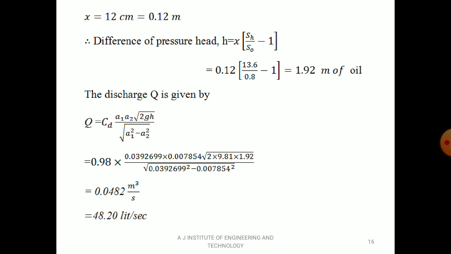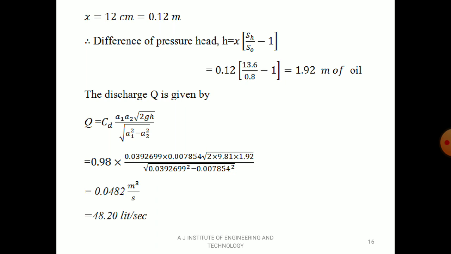So if the area ratio and one of the diameters, the throat diameter, is given, using that you can find the area, that is the pipe area A1. Then you can substitute A1, A2 and H value in the discharge equation and get the value of discharge.